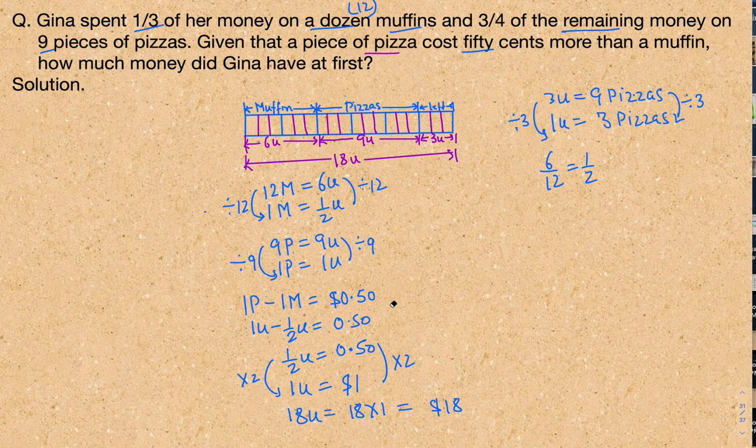So in place of 1 you can write $1. 18 times $1 will give you $18. So we can quickly write our answer here. How much money did Gina have at first? She had $18 at first.